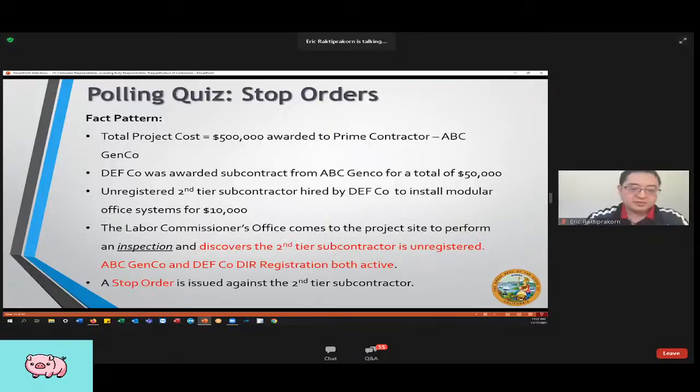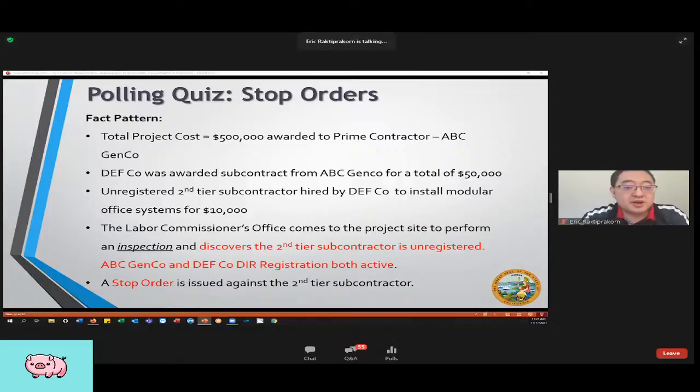Next slide, please. So here we have a fact pattern, and it's going to follow up with a couple of questions. Here we have a total project cost of $500,000, awarded to a prime contractor. DEFCO was awarded a subcontract for ABC for a total of $50,000. An unregistered second tier subcontractor was hired by DEFCO to install modular systems for $10,000. The Labor Commissioner's Office comes to perform an inspection at the project site and discovers that this second tier subcontractor is unregistered. ABC Genco and DEFCO are both registered. A stop order is issued against that second tier subcontractor. So with this fact pattern, we'll need that to answer the following questions.